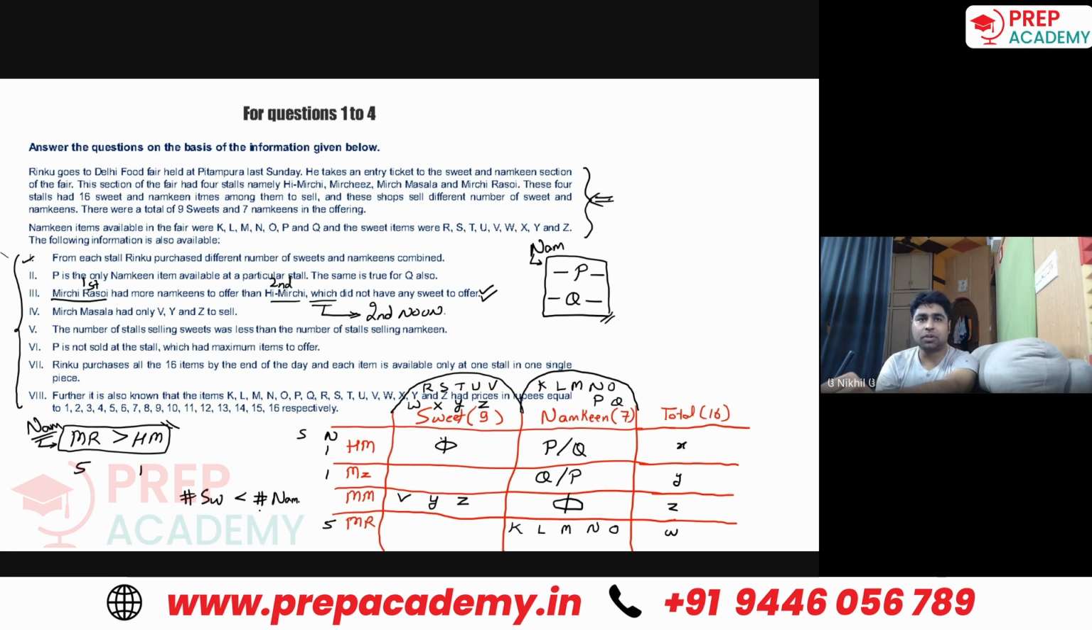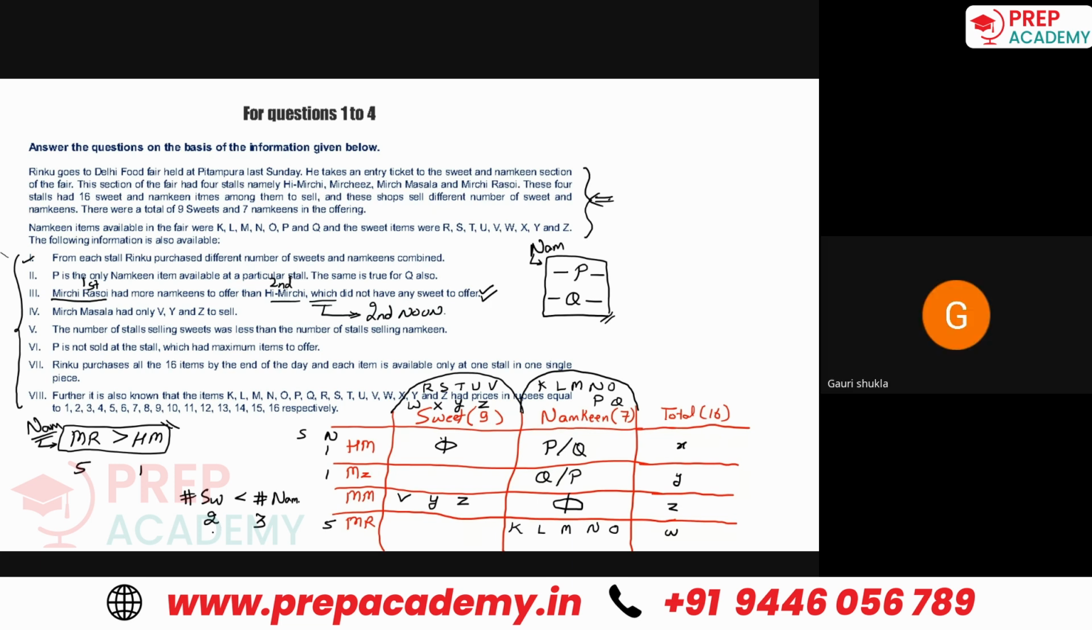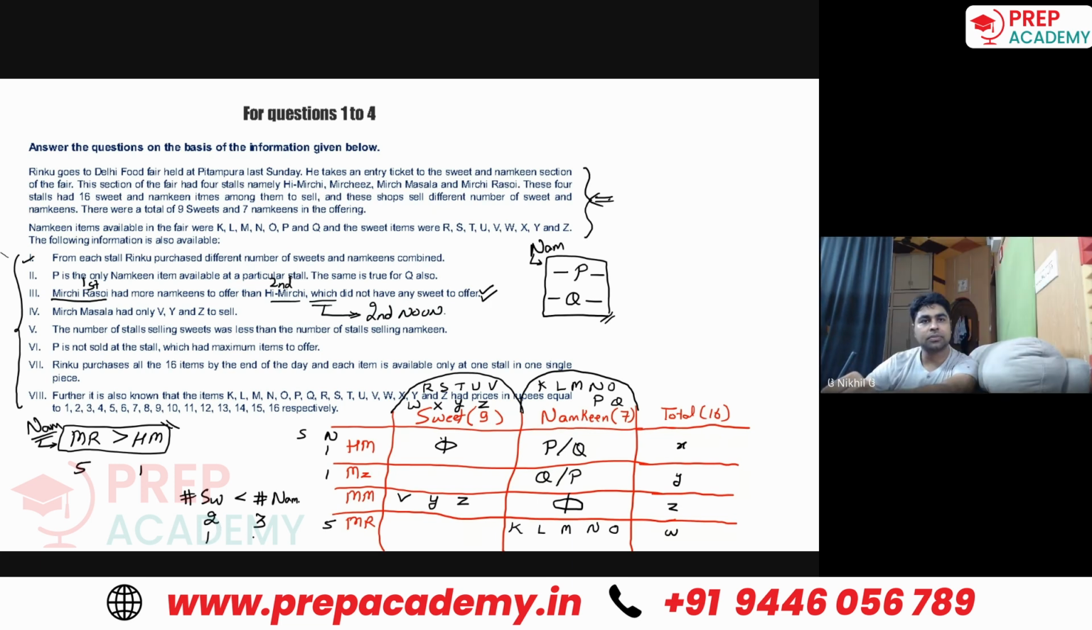Now, we know the namkeen selling stalls are three, right? Yes. These are three stalls which are selling namkeen. So the number of stalls selling sweet should be even lesser than that. So what is the maximum value which can have sweet items? Two or one. These are the only two cases which will be there, because there cannot be a zero here, because we already have which has these three items.